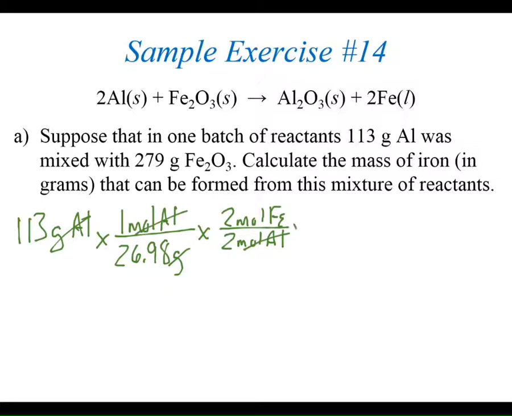Awesome. Now I've got moles of iron. So what do I do next? Yeah, it wants to know the mass, so use the molar mass. So iron is 55.85 grams per mole of iron. So what's that one give you? 234.92. How much? 234.92. Yeah, sorry.